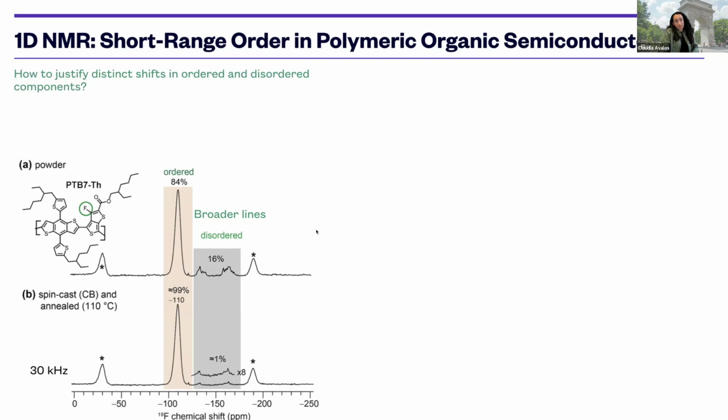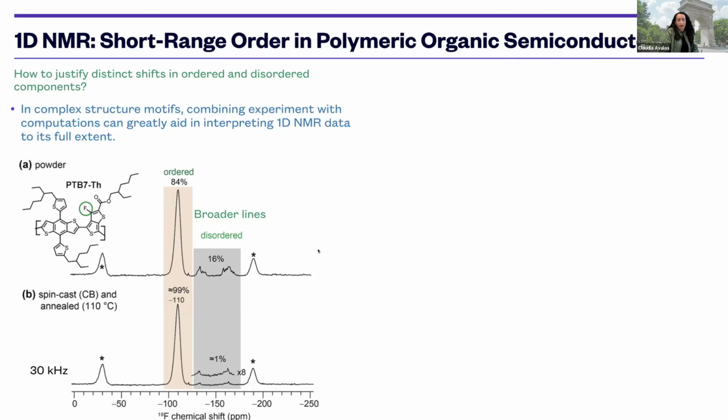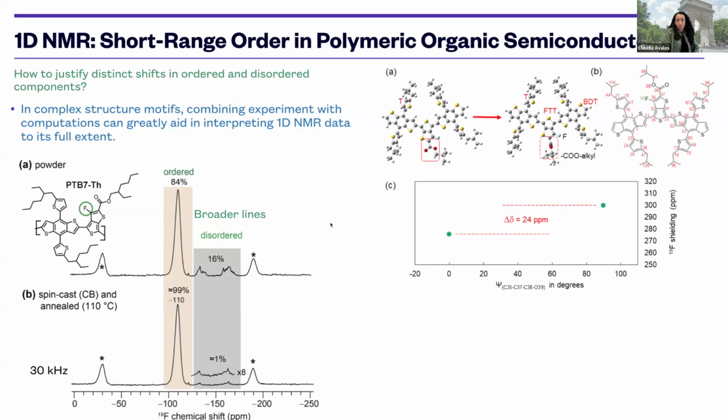In this particular study, how are the distinct shifts justified, right? Often in these complex structure motifs, you want to combine computation with 1D NMR data to really interpret it to its full extent. So in this particular study, they do DFT of this PTB7TH system, just taking the monomer. And they change the dihedral angles here in the CO alkyl group, and subsequently calculate the chemical shifts.